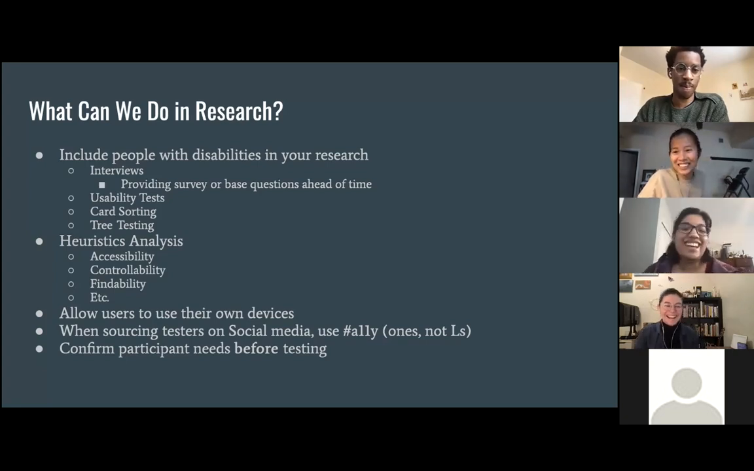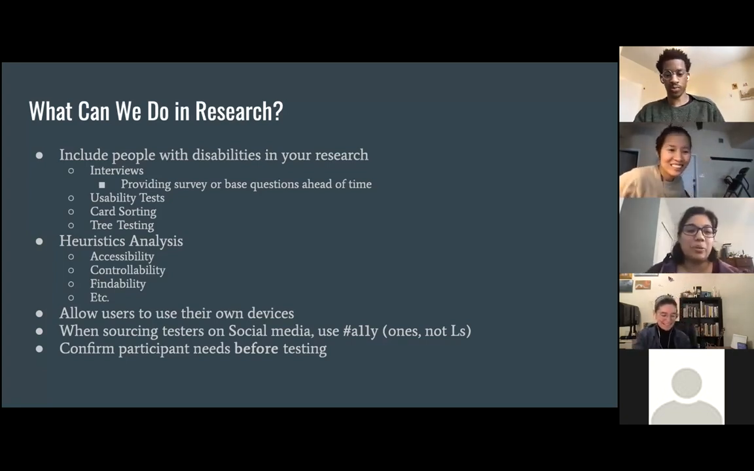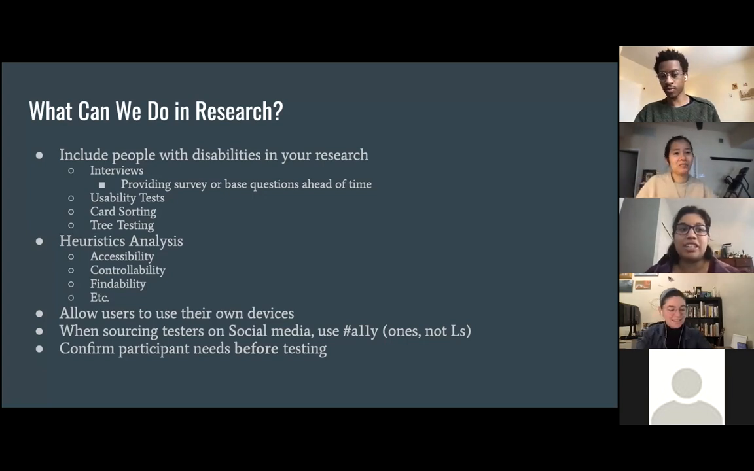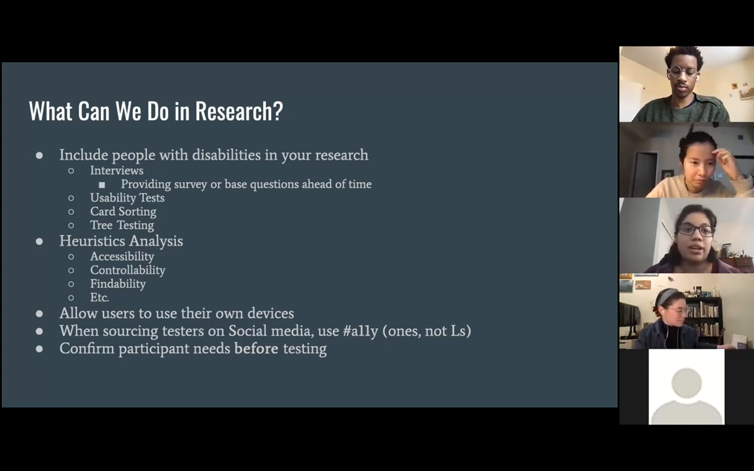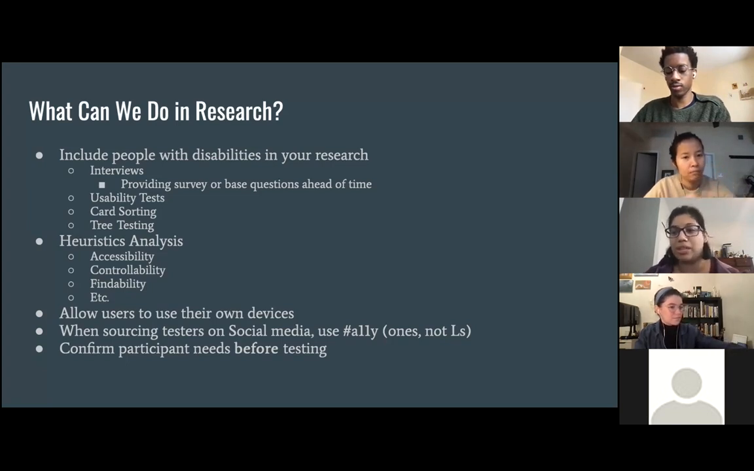No, totally not. So one thing, we can definitely include people with disabilities in our research, both in the types of research that we conduct, and also in how we are sourcing people. So when we're thinking about the types of research that we're conducting, obviously the best start is in interviews, getting people's lived experiences and understanding them.